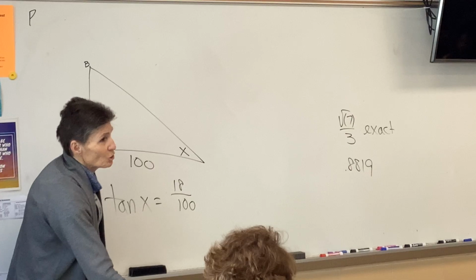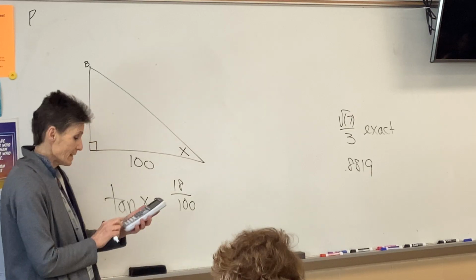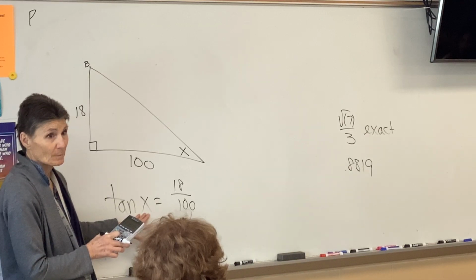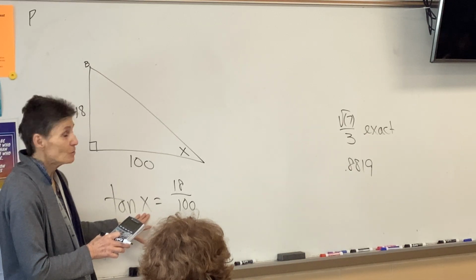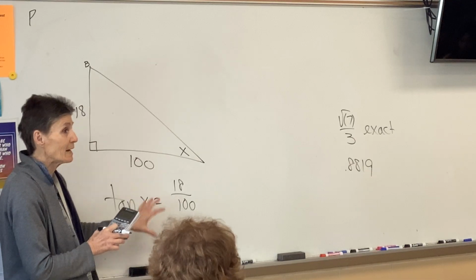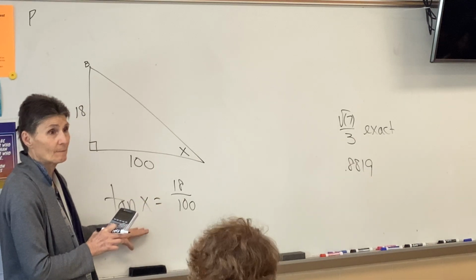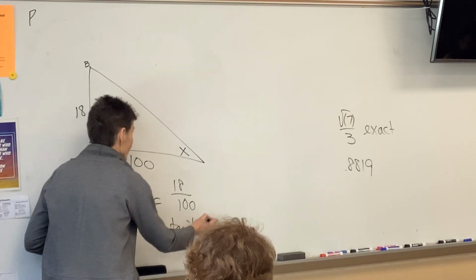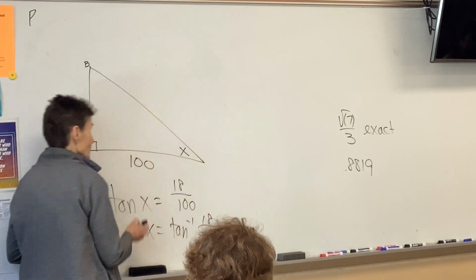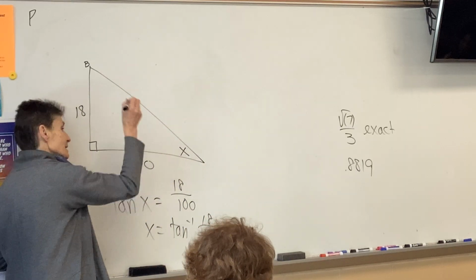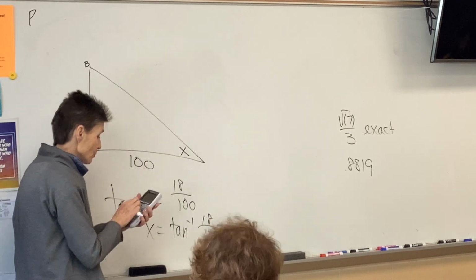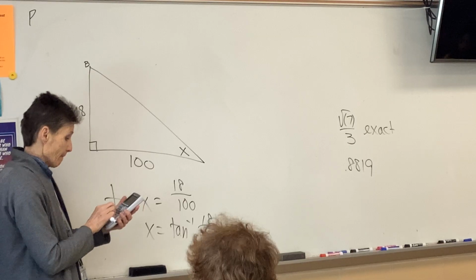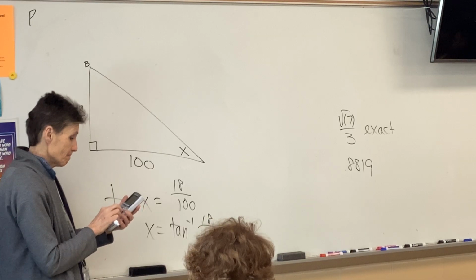This is one of the special ones. How do I type this in? When x is my angle, remember, no, I don't multiply by 100. I actually don't do any math. I go straight to the calculator. I do the inverse. So I'm going to do inverse tangent. Remember, if x is the angle, you're going to do second tangent, 18 divided by 100.